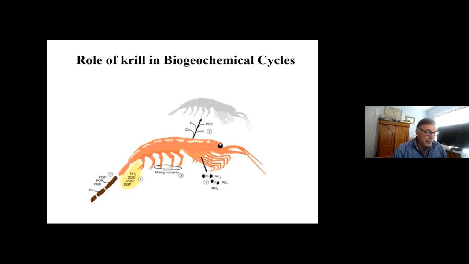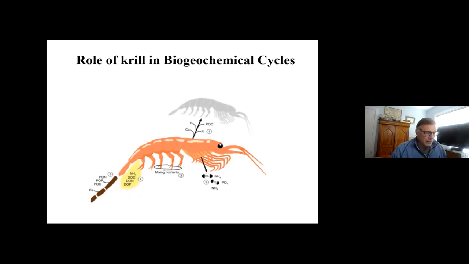They'll excrete things like ammonia and phosphate from their gills. The gills of krill are located at the base of their thoracic legs. And these will go into the water and be available as a source of phosphorus and nitrogen to photosynthesizers in the surface layer.